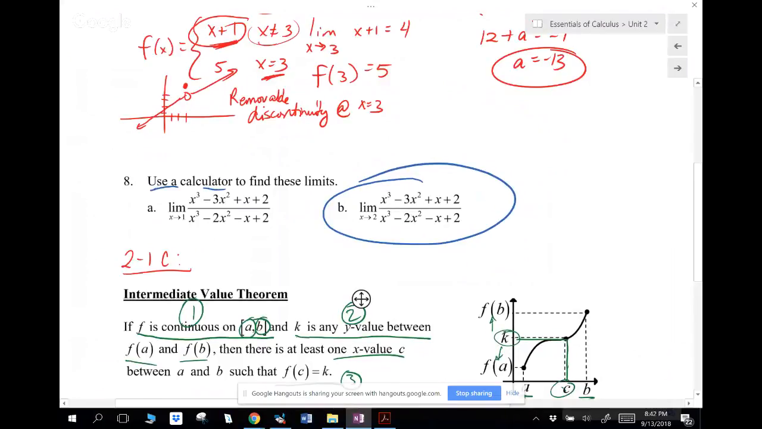Let's take a look at a few more here before it's time to take off. 40. Oh, I did 40. Okay, so hopefully you got that 40.